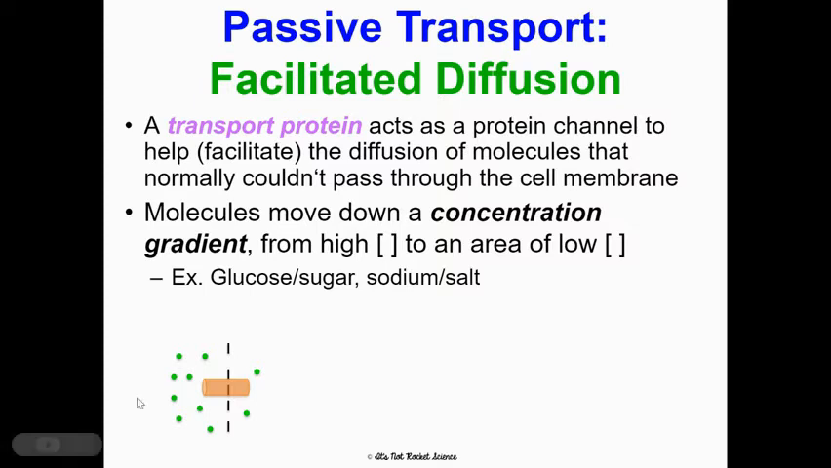And so what you notice, this picture on the bottom left, is pretty much the same as the first picture. You've got high concentration to the left of the membrane and low concentration to the right of the membrane. But now there's this additional orange tube in there, and that is the transport protein that's going to act like a channel or a tunnel. And so then over time, the solute molecules are still going to move from high concentration to low concentration until there are the same number of solute molecules on both sides of the membrane.